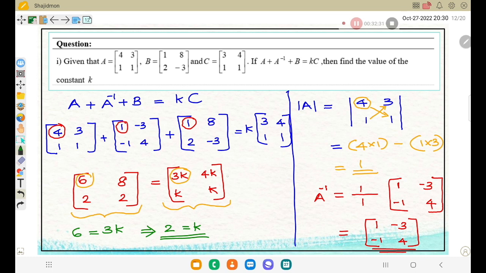You can take the second number also, or the third, fourth, any number. The third number gives it directly: 2 equals k. K equals 2 directly we are getting. So this is our question: find the value of k. What is the k value? We got k equal to 2 here. Hope you understood this question.